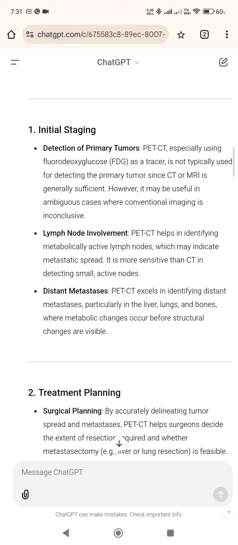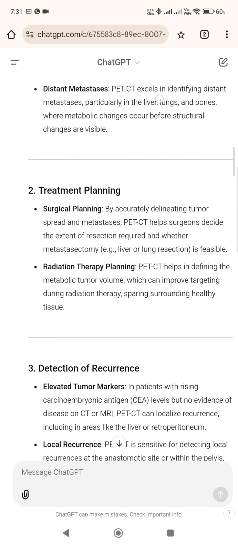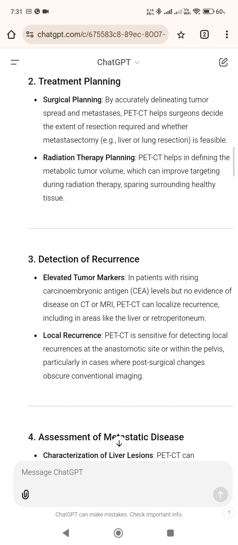Distant metastases. PET-CT excels in identifying distant metastases, particularly in the liver, lungs, and bones, where metabolic changes occur before structural changes are visible. 2. Treatment planning. Surgical planning. By accurately delineating tumor spread and metastases, PET-CT helps surgeons decide the extent of resection required and whether metastasectomy, e.g., liver or lung resection, is feasible.